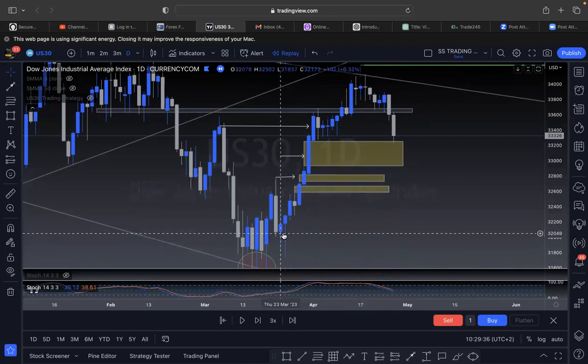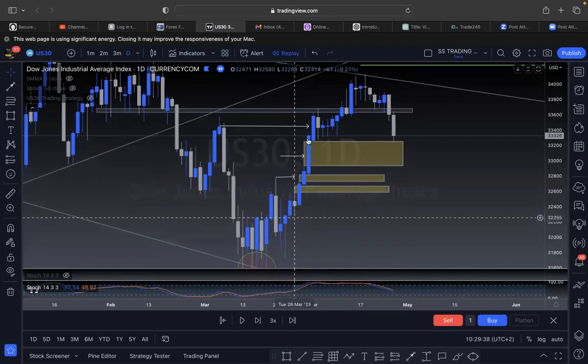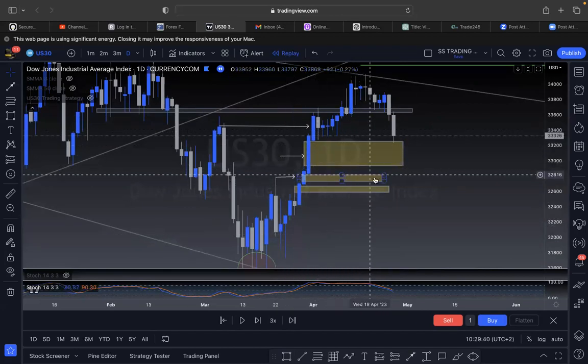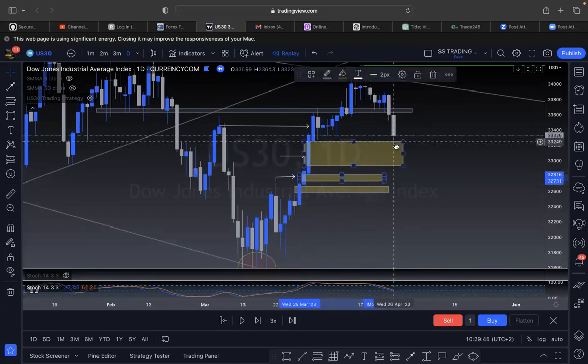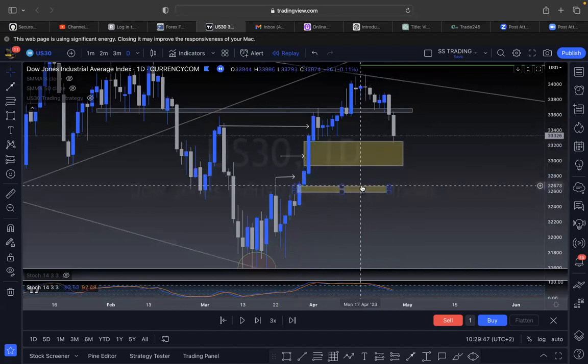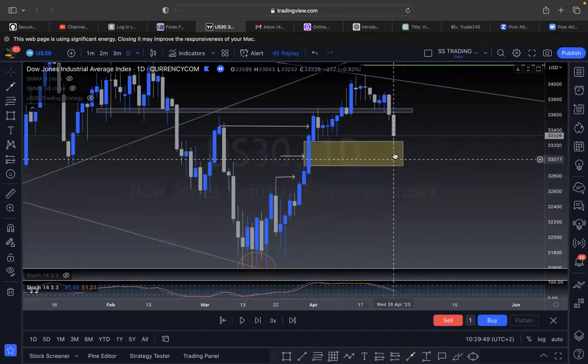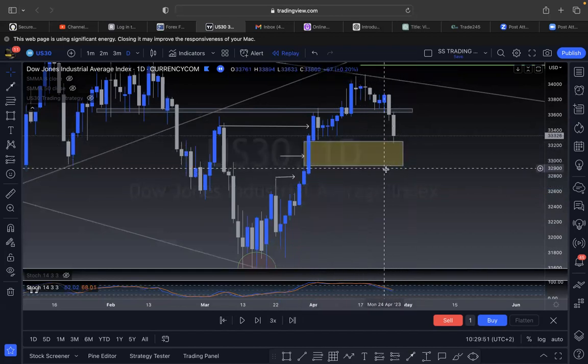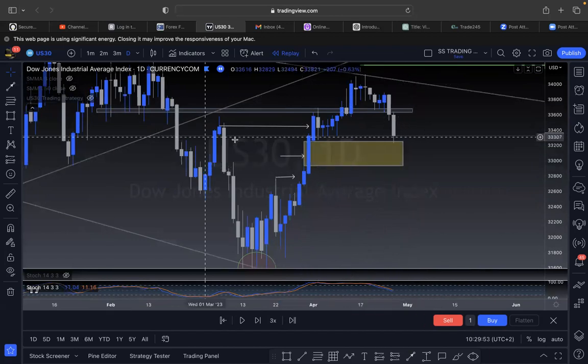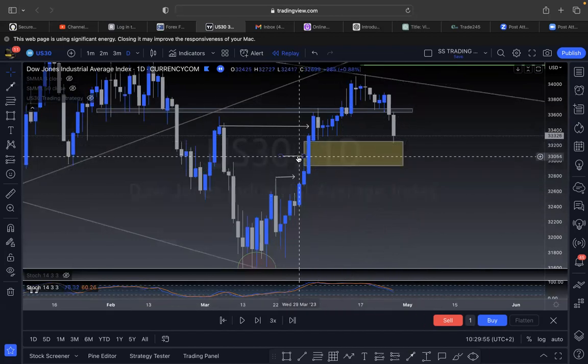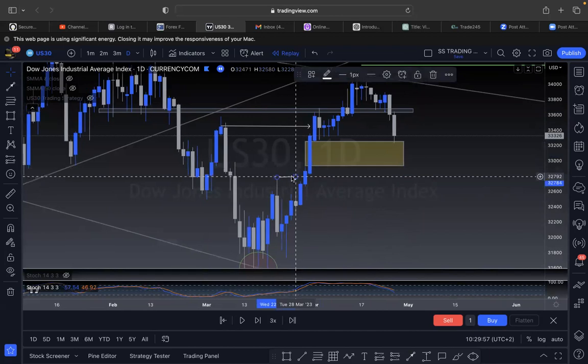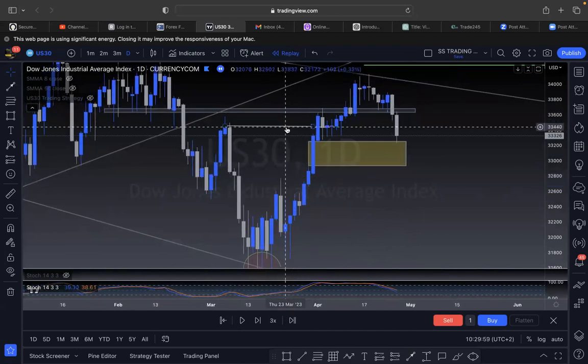Remember, those that got in here, it's not going to look to give them premium entries again, or sorry, discounted entries again. That's just the way the markets move. It's more likely going to trade into the bigger fair value gap and then react off there. So that's what we were looking at, and then let's just take these out.